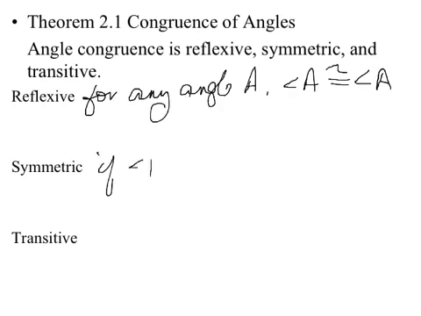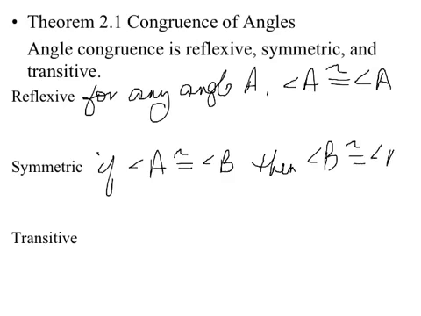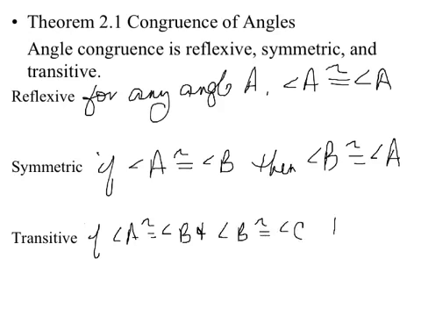If angle A is congruent to angle B, then angle B is congruent to angle A. It's symmetrical. And transitive. If angle A is congruent to angle B and angle B is congruent to angle C, then by golly, angle A is congruent to angle C. Ta-da!